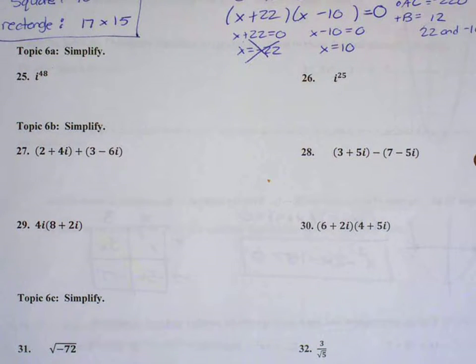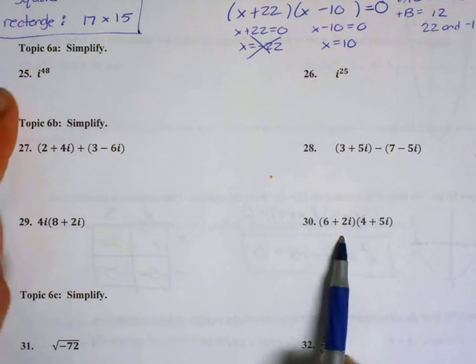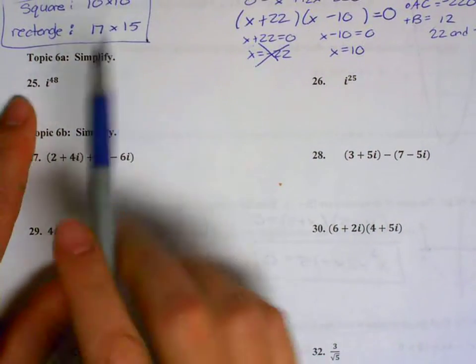Okay, this is the Unit 2 review packet. This is on imaginary numbers, topic 6a and topic 6b. So we're going to look at 25 through 30. So start with the simplify.